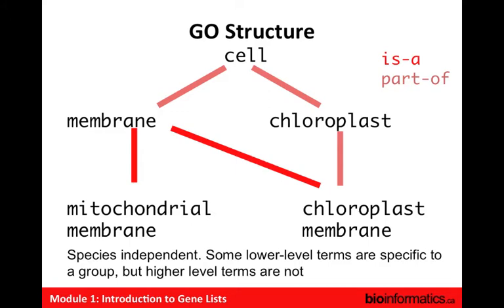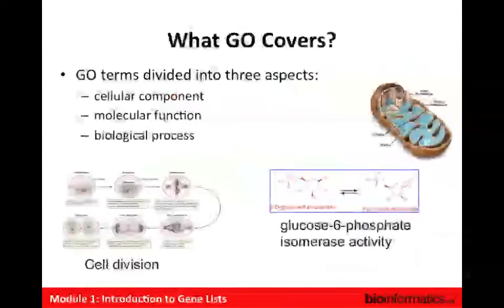Another simple example. One thing that's important is that gene ontology is in general species independent. Some more specific terms are specific to a group, like chloroplast is specific to plants, but higher level terms are generally general for any organism. So in general, this can be used for any organism, and that's the goal of the gene ontology.